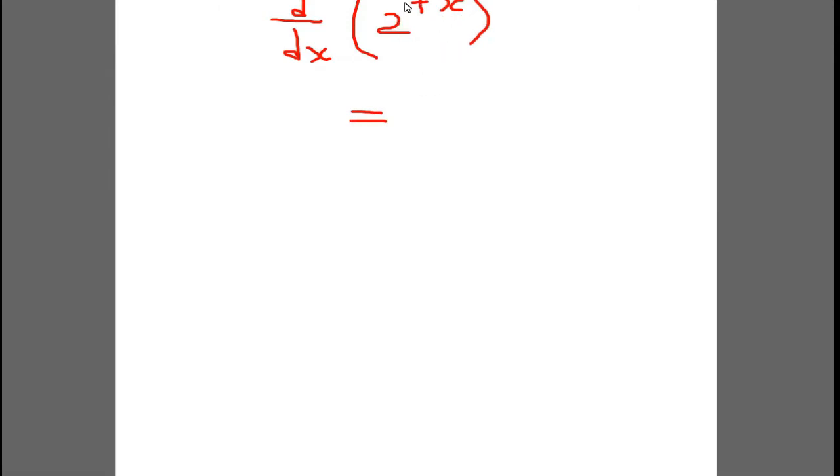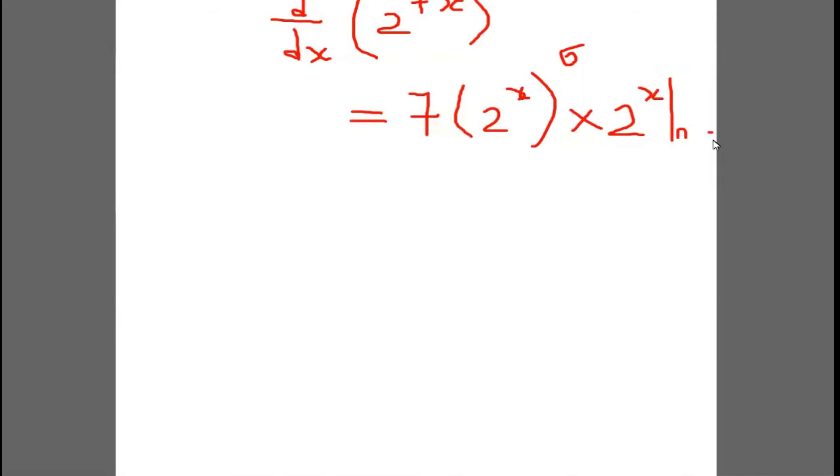Now differentiating 2 to the 7x, you can think of this as 2 to the x raised to the 7th power. So it's bring down the power 7, subtract 1 from the power to give 2 to the x raised to the 6th power, times the differential inside the bracket, and the differential inside the bracket is 2 to the x ln 2. So that's how you differentiate 2 to the 7x.